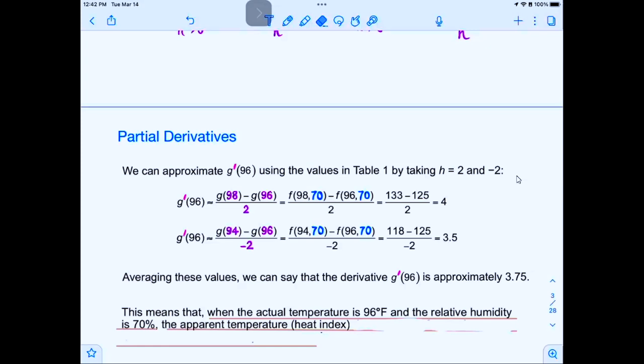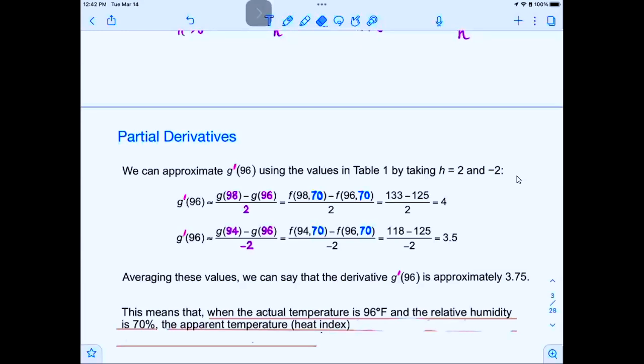And then we also take, well, below 96, let's take 94. Look at the function value at 94. So you can use y2 minus y1 over x2 minus x1. So that's -2. You take 94 subtract 96, -2. And we got this number here, 3.5. So those are the approximations to G prime of 96, using those values in the table.